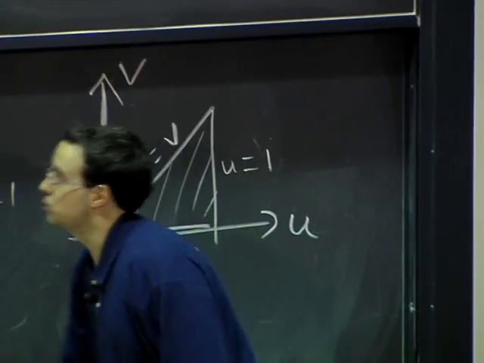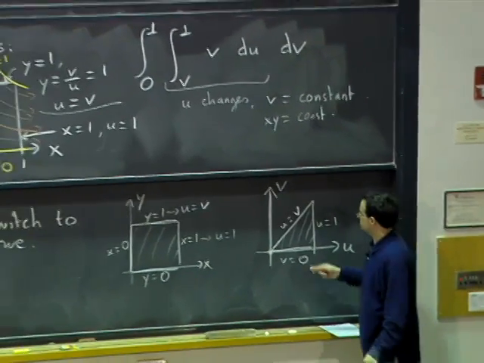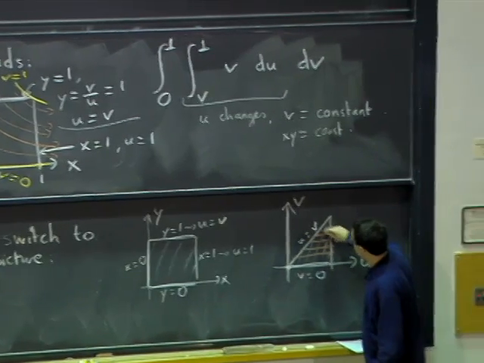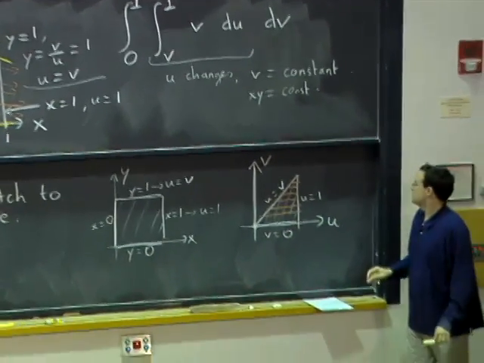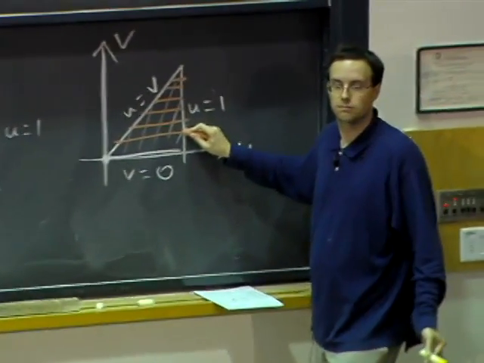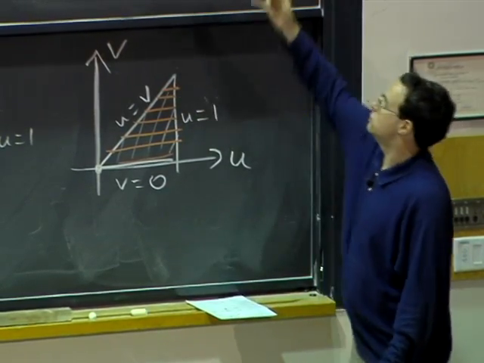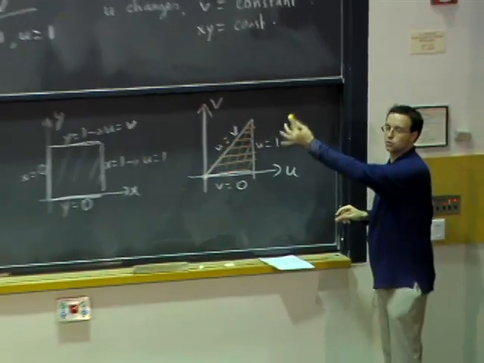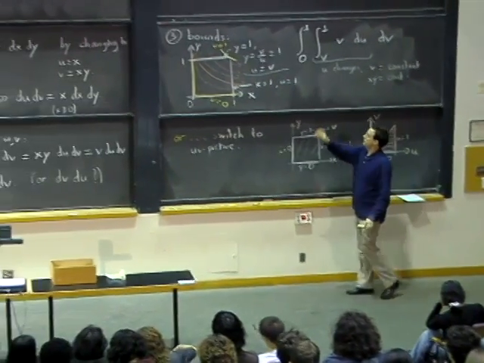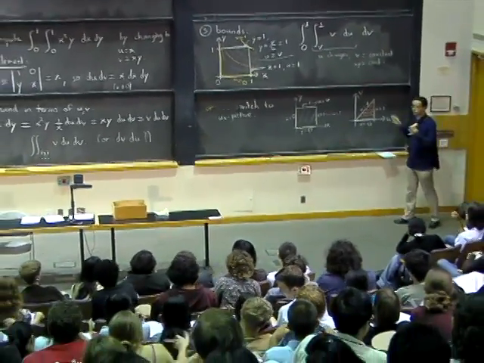Now, if we want to integrate du dv, it means we are going to slice by v equals constant. So we're going to integrate over slices like this. And you see for each value of v, we go from u equals v to u equals 1. And v goes from 0 to 1. So you get the same bounds just by drawing a different picture. It's up to you to decide whether you prefer to think on this picture or draw that one instead. It depends on which problems you're doing.